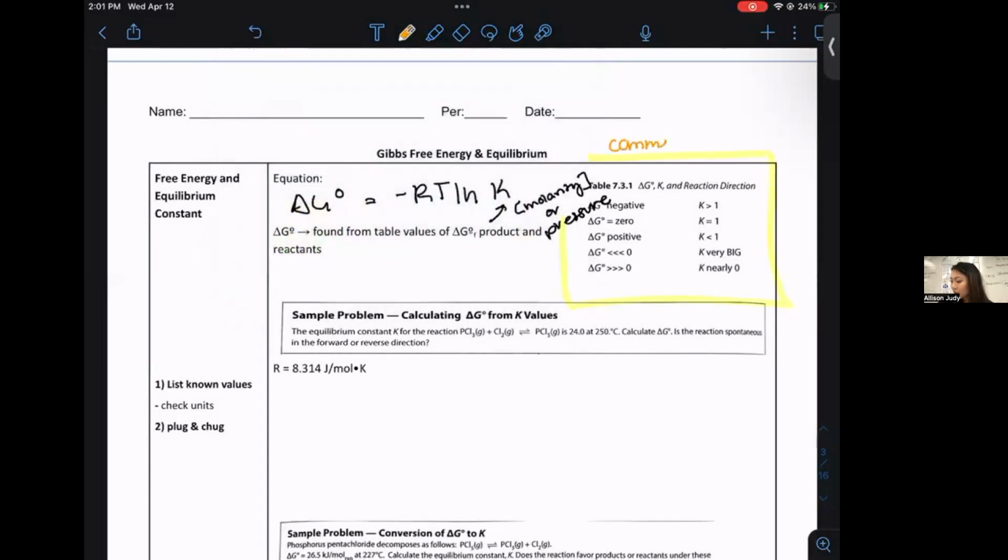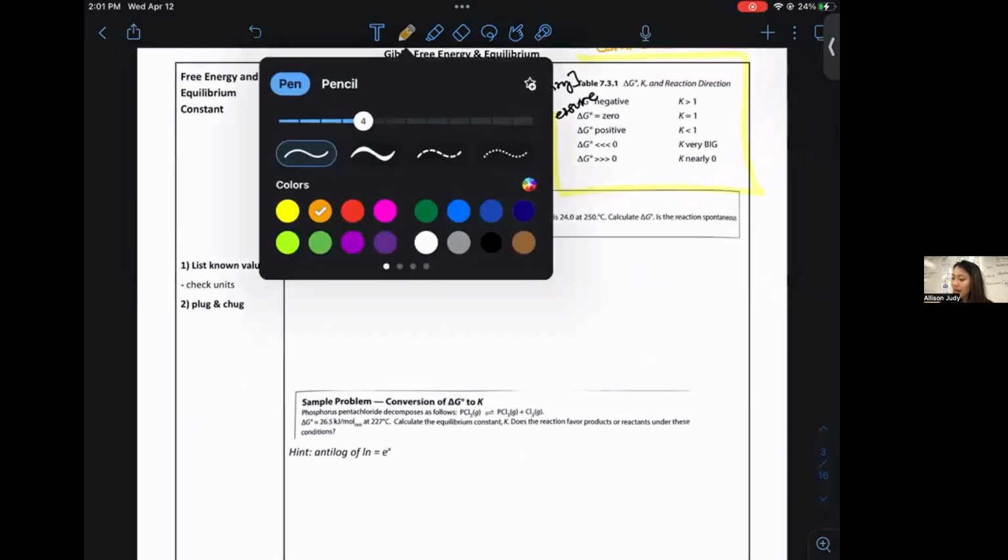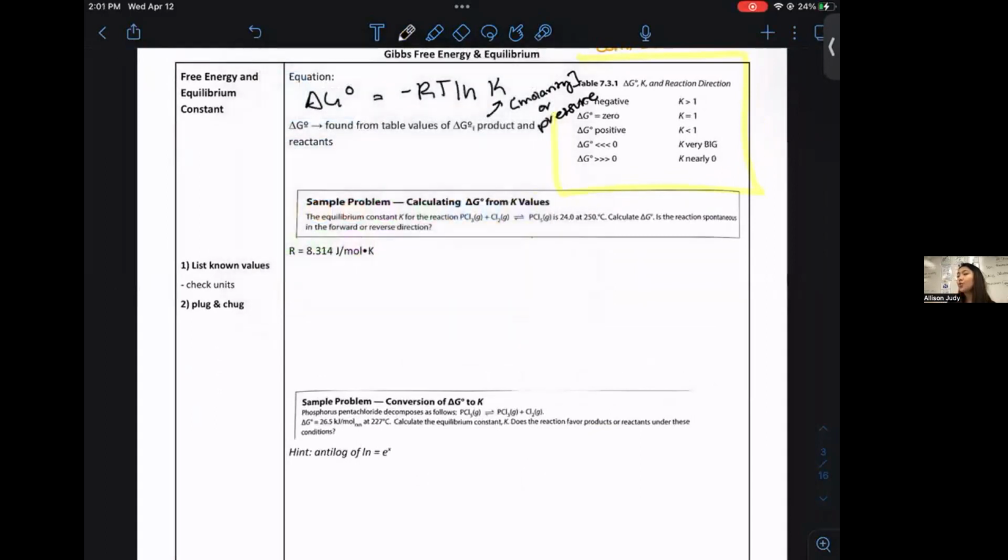Common MCQ concept question where you connect G and K together. Okay. So for this problem below, R will be given to you on the periodic table and equation sheet. You just have to make sure you choose the R with the correct units. It tends to be this R, 8.314.